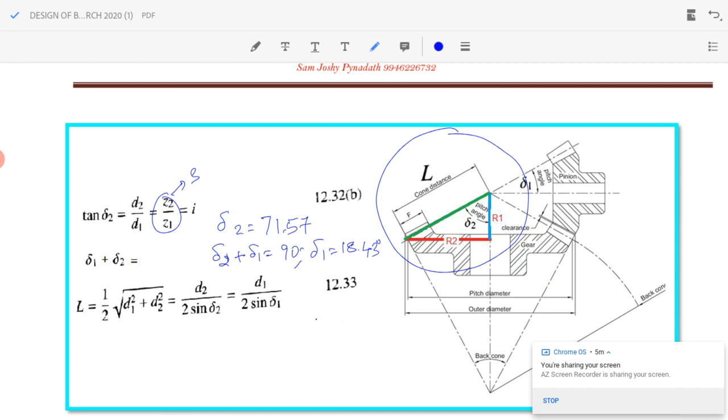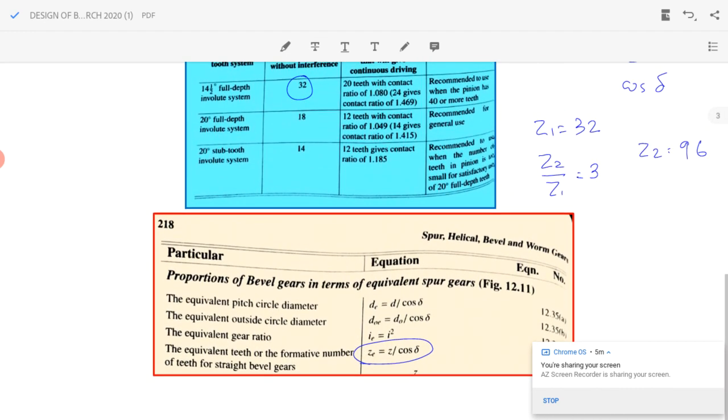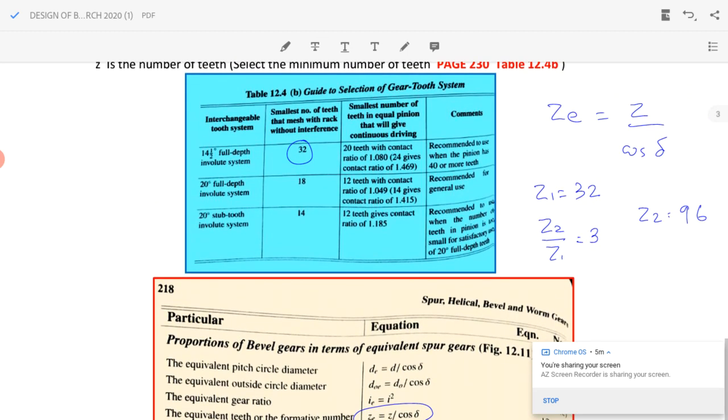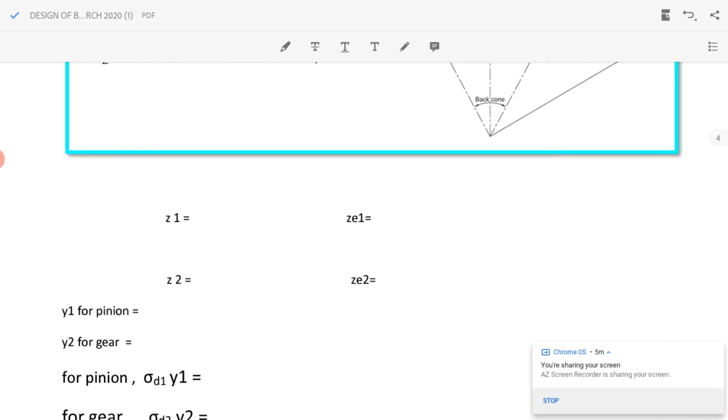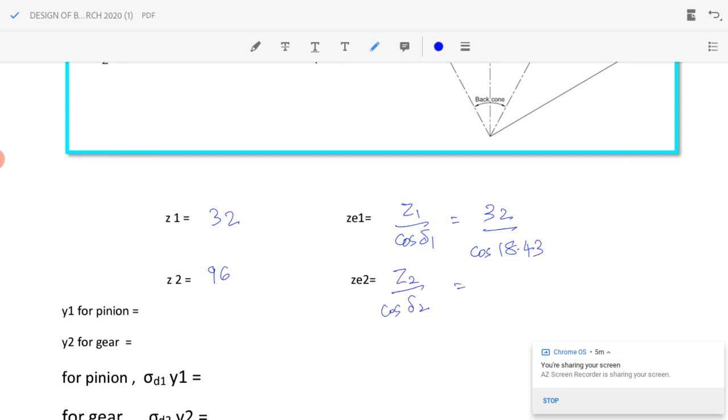Taking these values delta 1 and delta 2 to the previous equation, I can find ZE1 and ZE2. ZE1 equal to Z1 by cos delta 1 and ZE2 equal to Z2 by cos delta 2. So, I will rewrite all those values. Z1 equal to 32, Z2 equal to 96, ZE1 equal to Z1 by cos delta 1 equal to 32 by cos 18.43. Similarly, ZE2 will be equal to Z2 by cos delta 2 equal to 96 by cos 71.57.